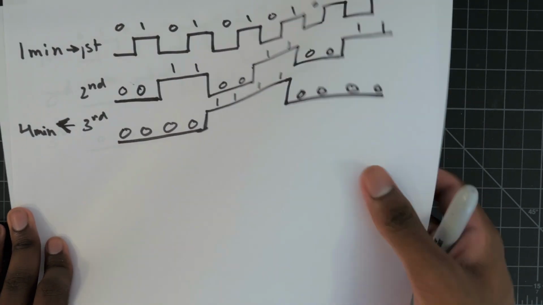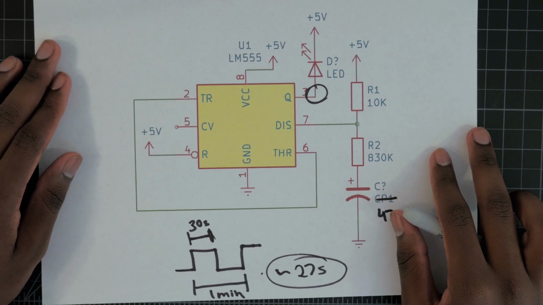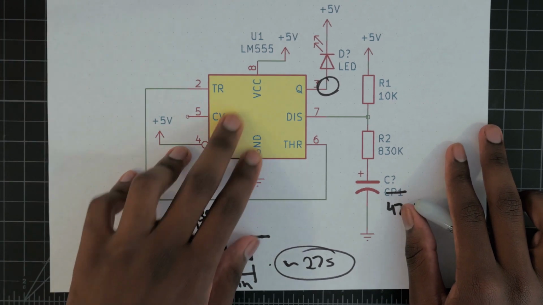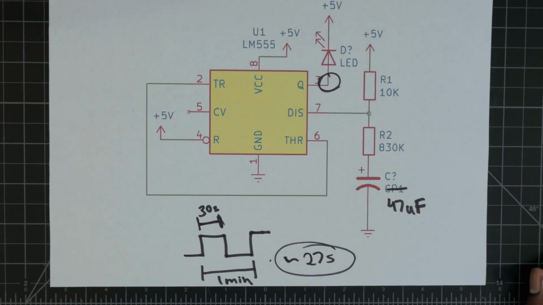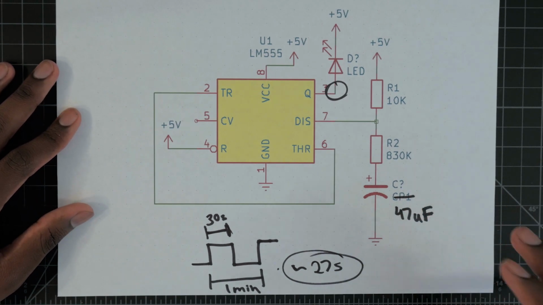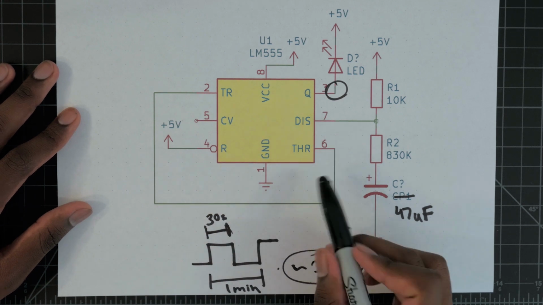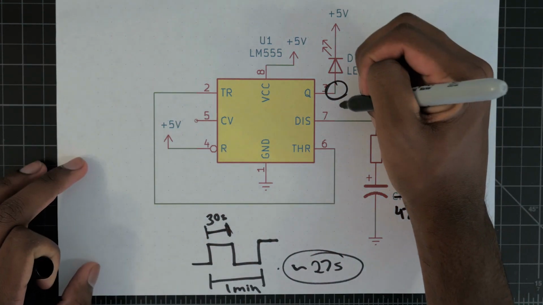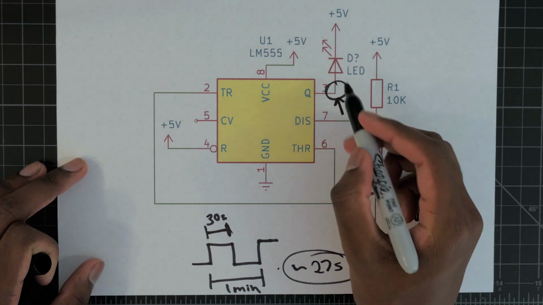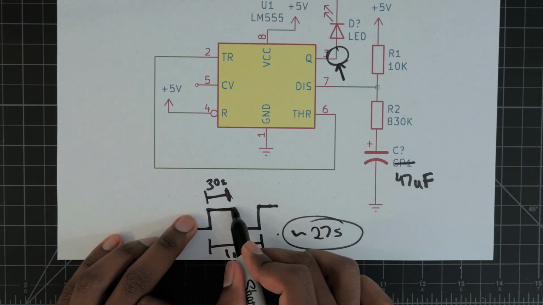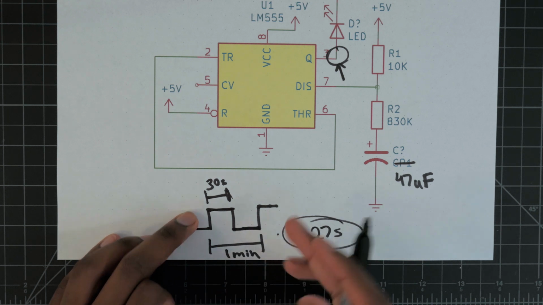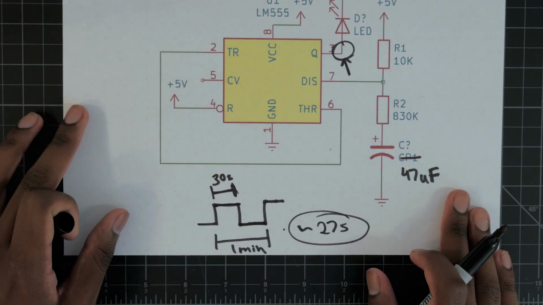So now I think it's time to take a look at the circuit, and the first thing to take a look at is the clock circuit. Now this is a 555 timer. This is the actual circuit diagram for our timer. The clock signal is going to appear at this point right here. This is where we're going to get our 1 minute clock signal. The LED is going to be on for 30 seconds and then off for another 30 seconds, giving us a total period length of 1 minute.